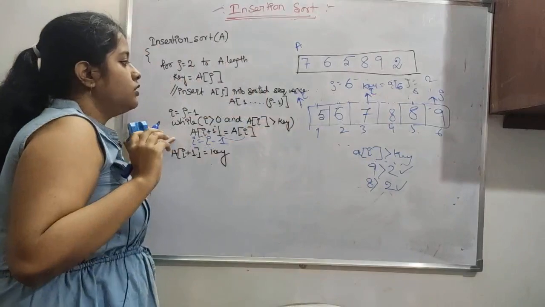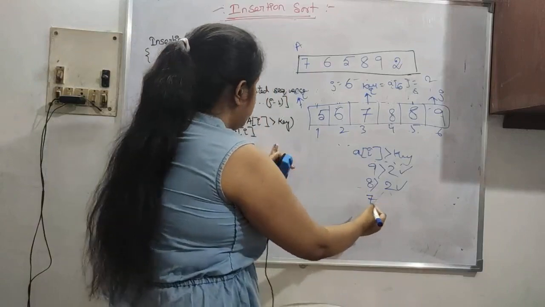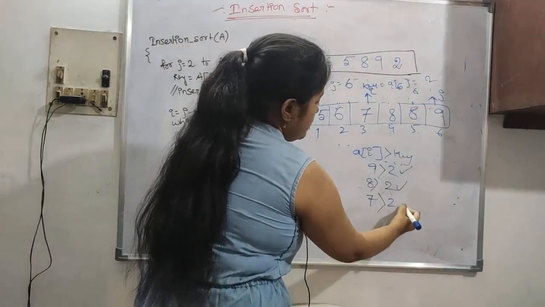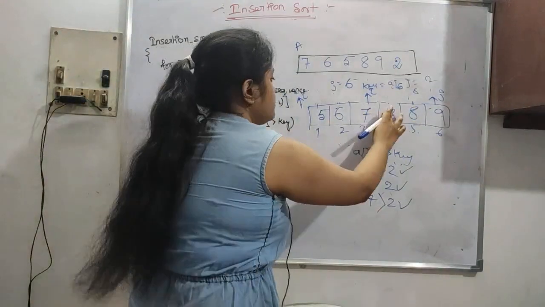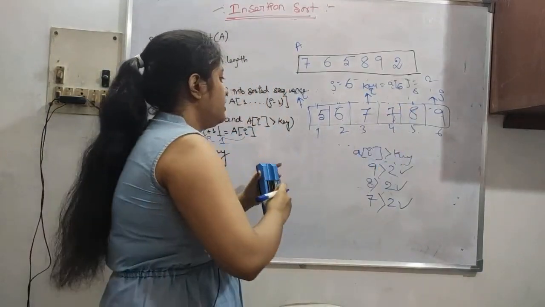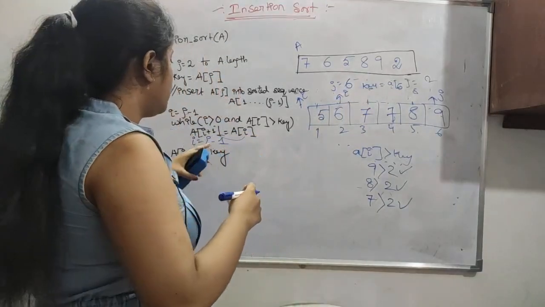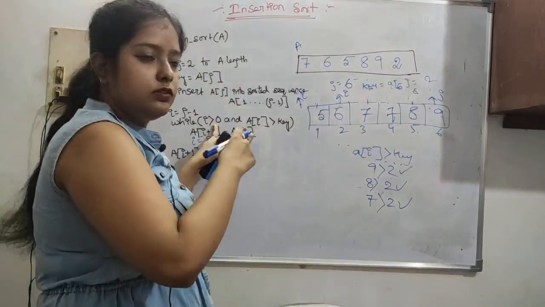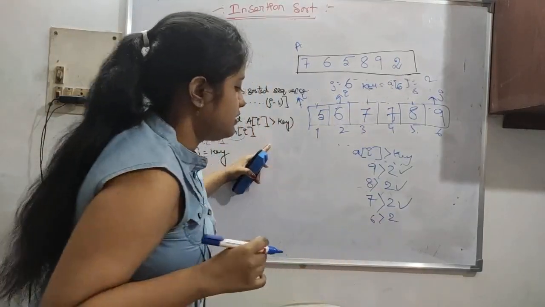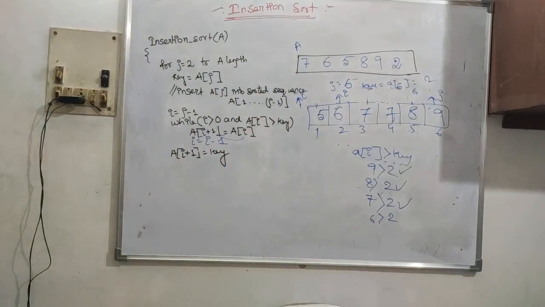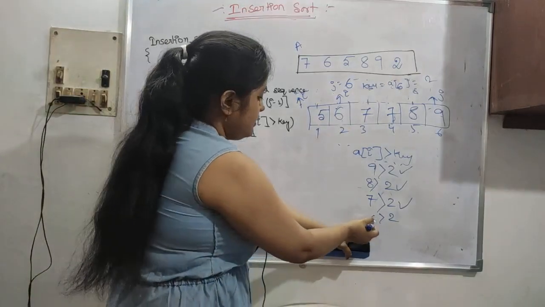I is decremented to 3. So now I is greater than 0 and A of I means 7. 7 is greater than key, which is 2, yes. So now what we have to do? A of I is copied to A of I plus 1. So 7 is copied here and I is I minus 1. So I is here. Okay. So now we have to check it again. So I is greater than 0, yes. And then A of I means 6. 6 is greater than, let me see if it is visible. Yes, it is visible. So A of I is 6. 6 is greater than 2.